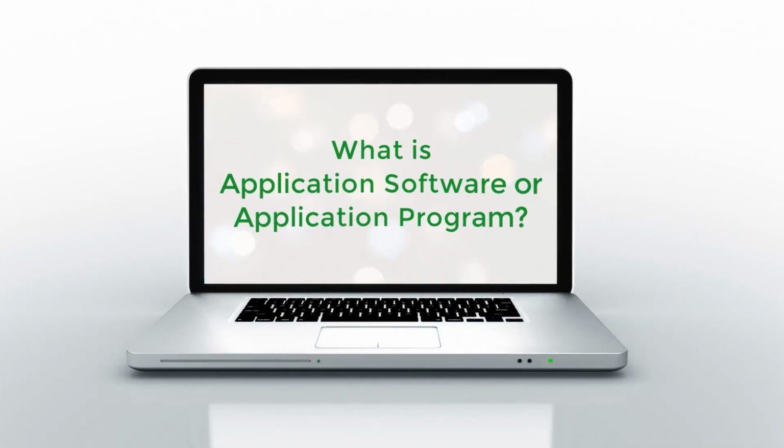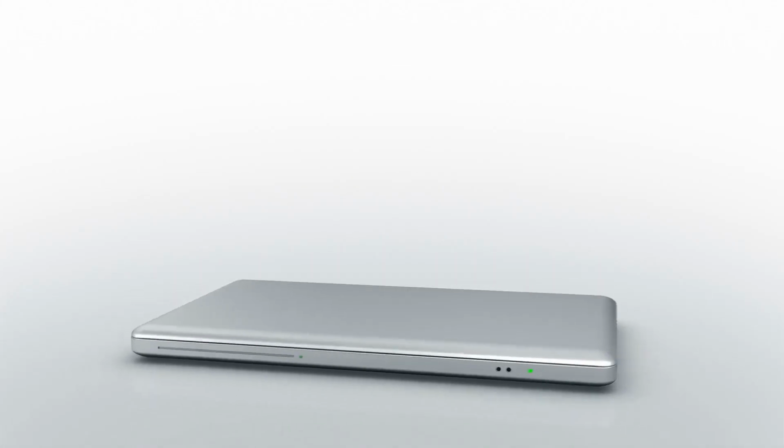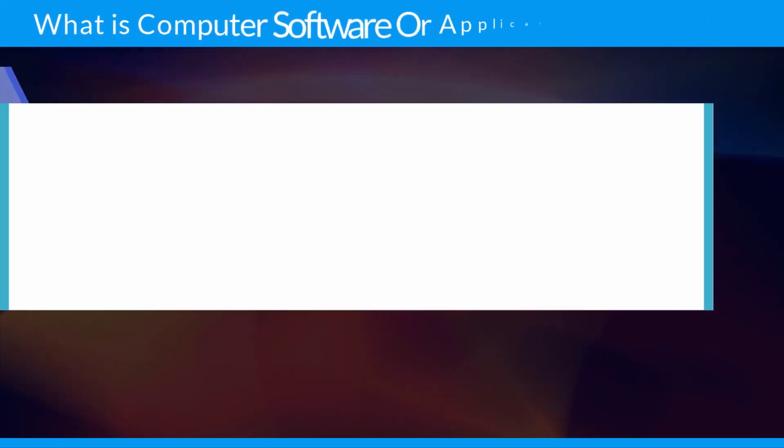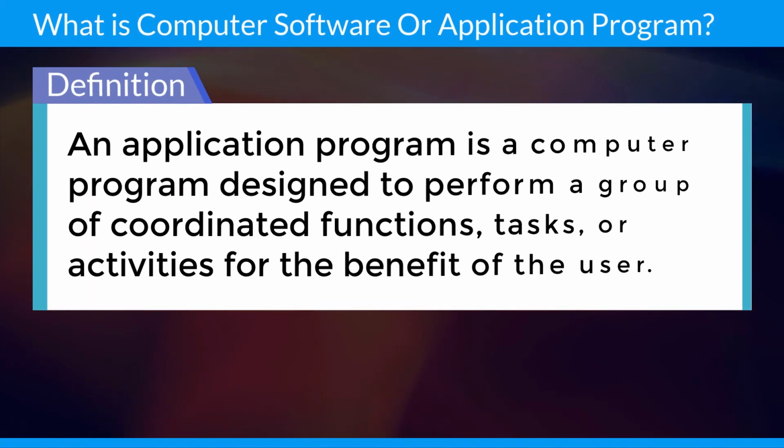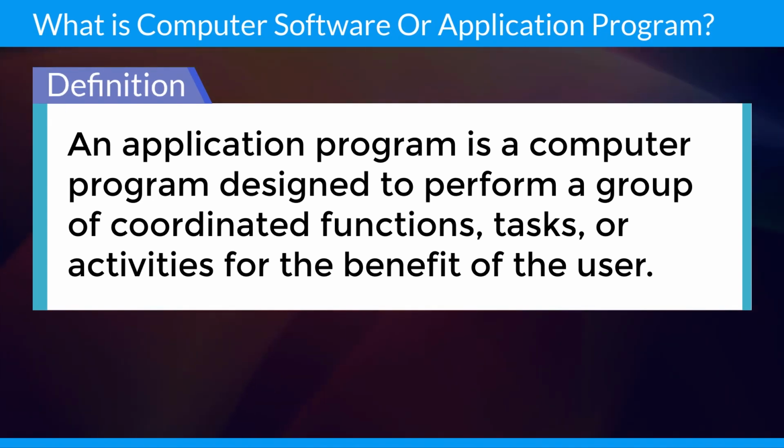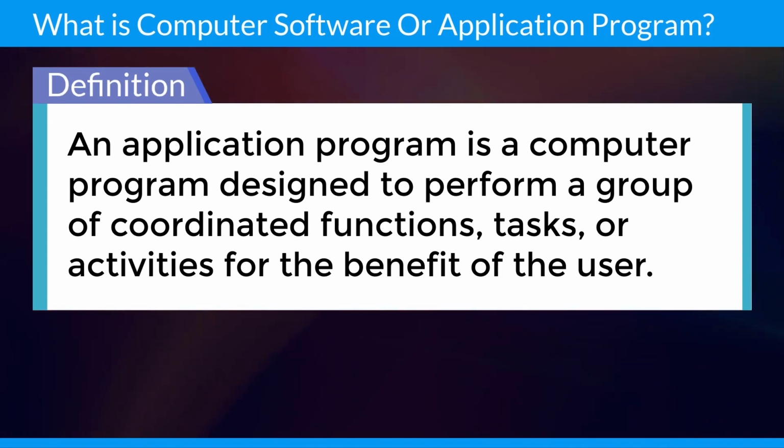What is application software or application program? An application program is a computer program designed to perform a group of coordinated functions, tasks, or activities for the benefit of the user.